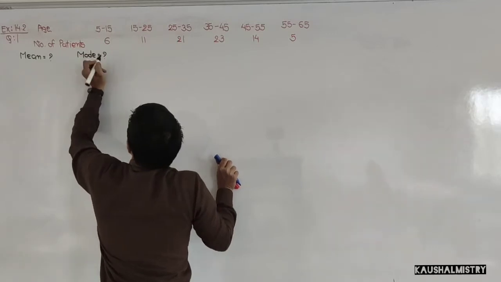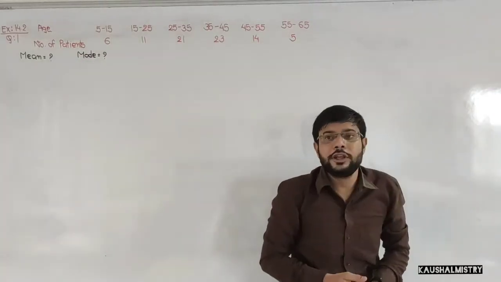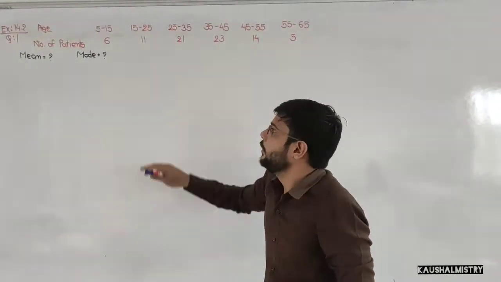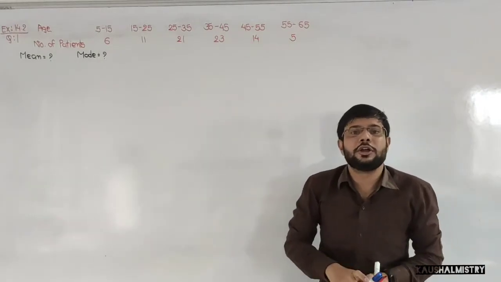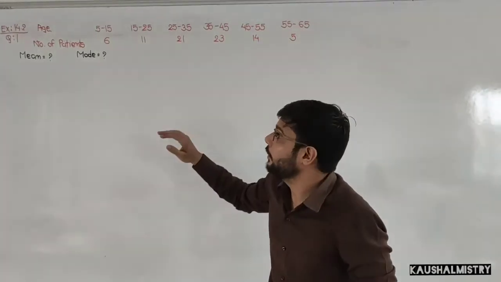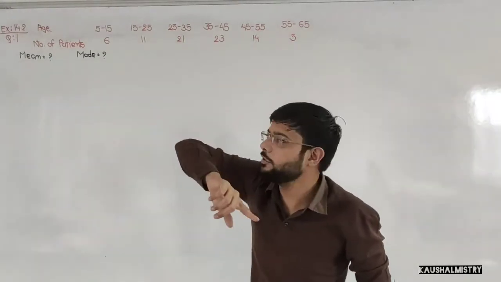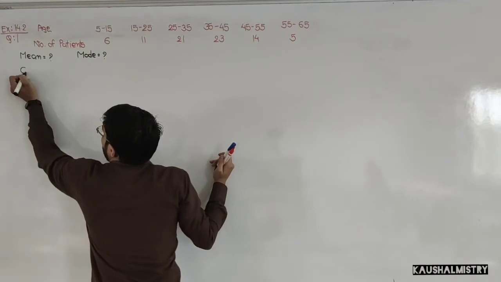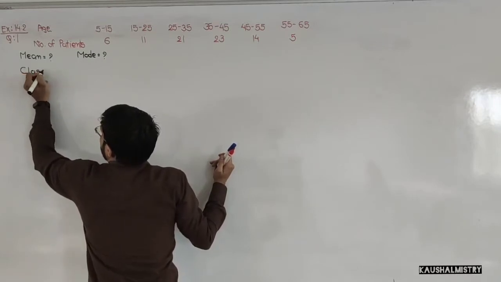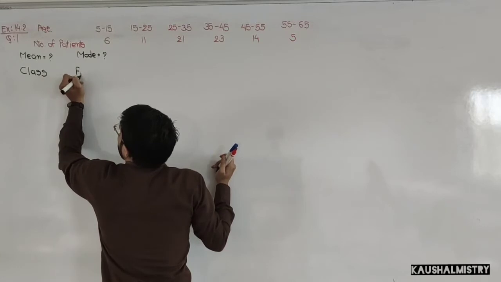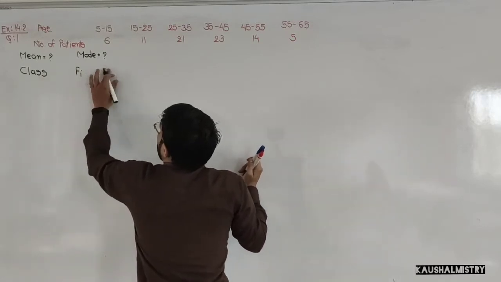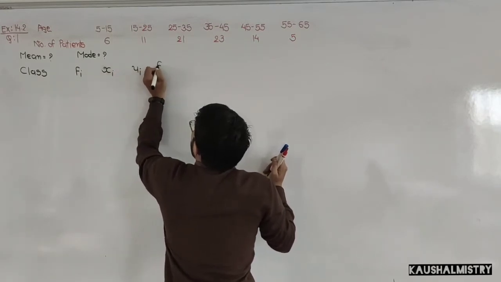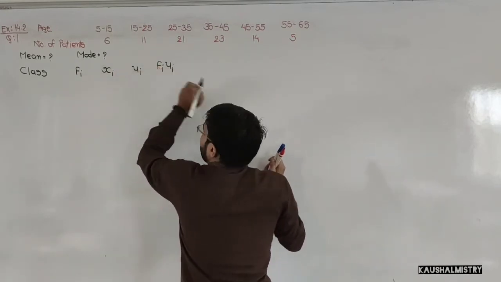So first we will find mean. We know that there are three methods for finding mean. First is direct method, another one is assumed mean, and third one is step deviation. So we are going to use step deviation method and then we are going to find mean, right? Here for step deviation method, we know that class, fi, xi, ui and fi ui we have to find, right?